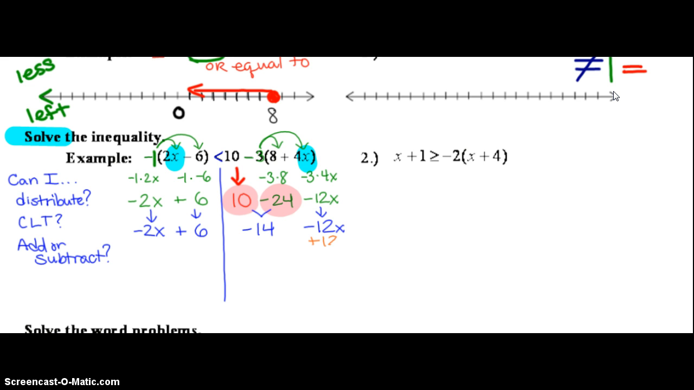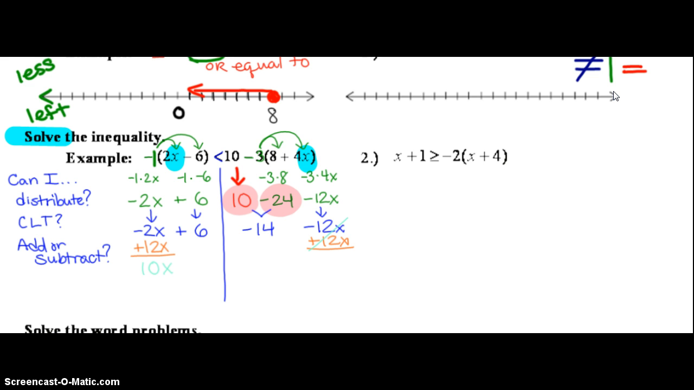So I'll start with negative 12x. The opposite is positive 12x. Remember, negative 12x and positive 12x cancel each other out because it's the inverse. Now negative 2x plus 12x can be thought of as 12x minus 2x, which makes 10x.